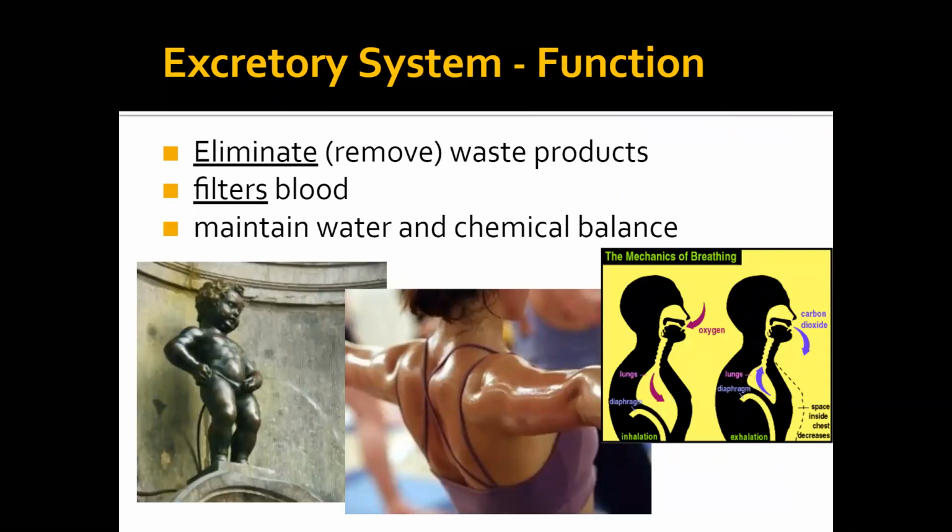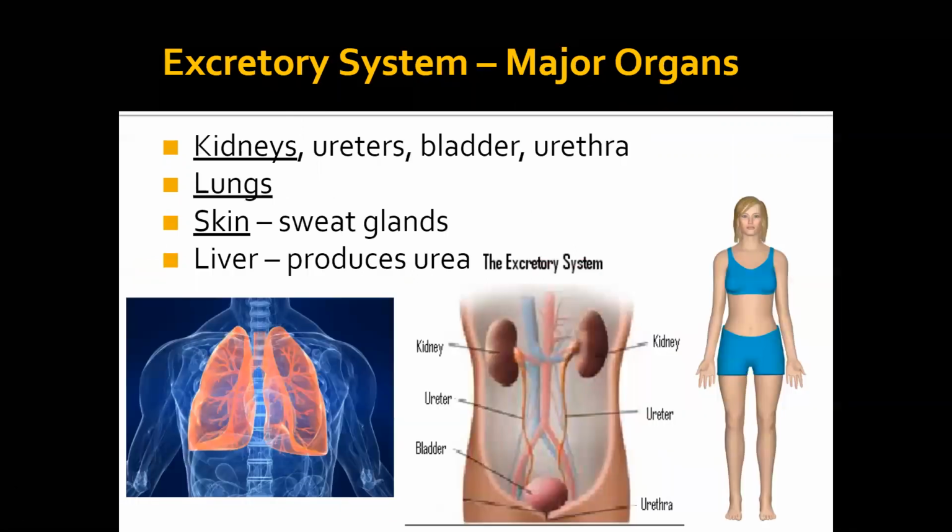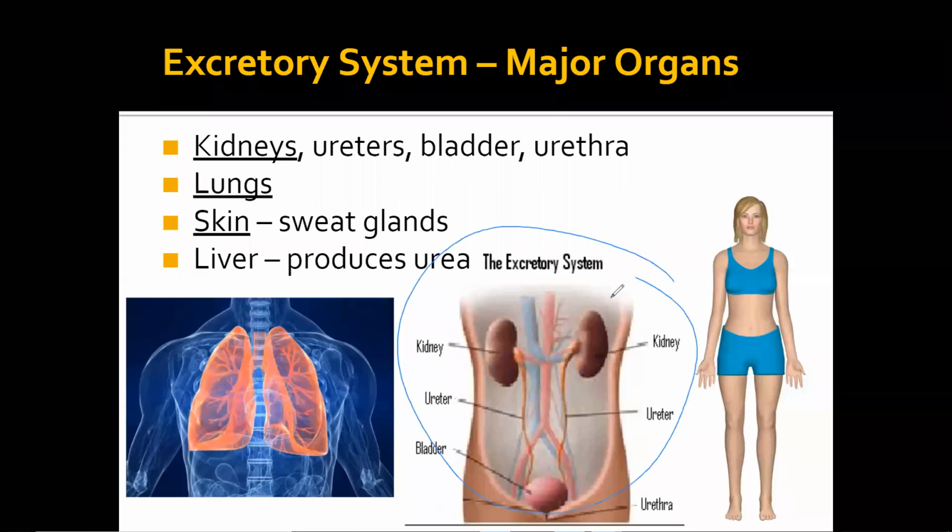Our excretory system is our next subject. It is going to eliminate or remove waste products from your body. It's going to filter your blood and it's going to maintain water and chemical balance. It consists of your kidneys, ureters, bladder, and urethra, which you can see pictured right down here.